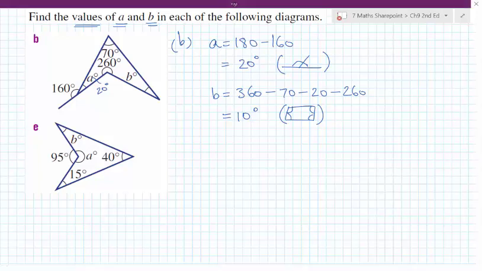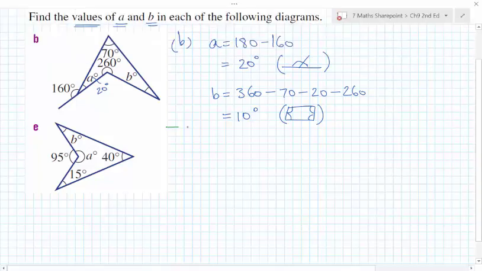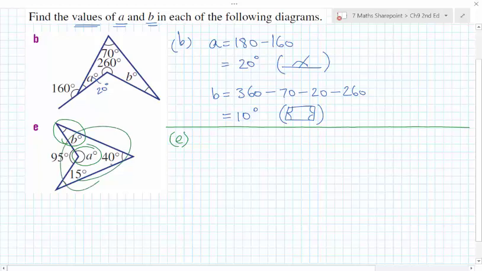Okay, let's have a look now at part E. Okay, so if we look at E here, basically it's the same kind of idea. I've got this angle and this angle that I don't know, but I don't have enough information inside to actually work it out. So let's have a look here at this. Now I know that at any point the sum of angles around that point must be 360 degrees. So I know that A must equal 360 take 95.